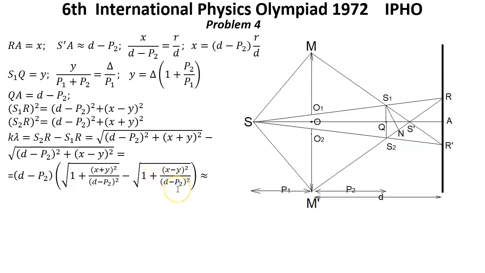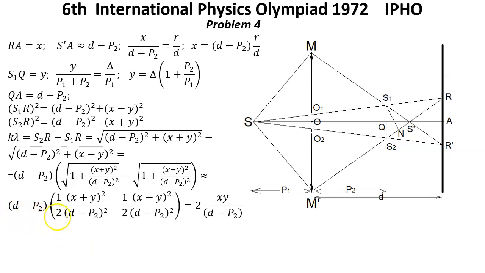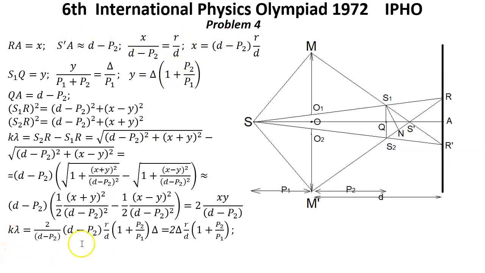In this expression we have the difference between square roots of 1 plus something small minus the square root of 1 plus something small. So we can use approximation. That will be this expression. And after calculations we have a simple expression, 2 multiplied by xy over D minus P2. Finally we can put x and y from the first and second equations, and we have k lambda equal to 2 delta multiplied by small r over D and multiplied by 1 plus P2 over P1.